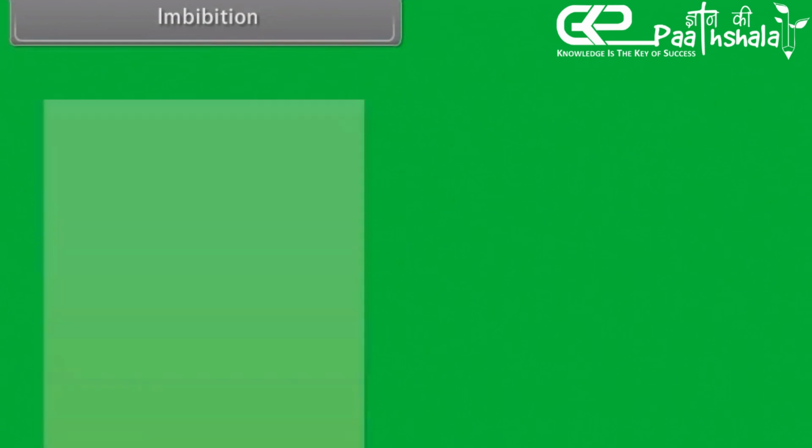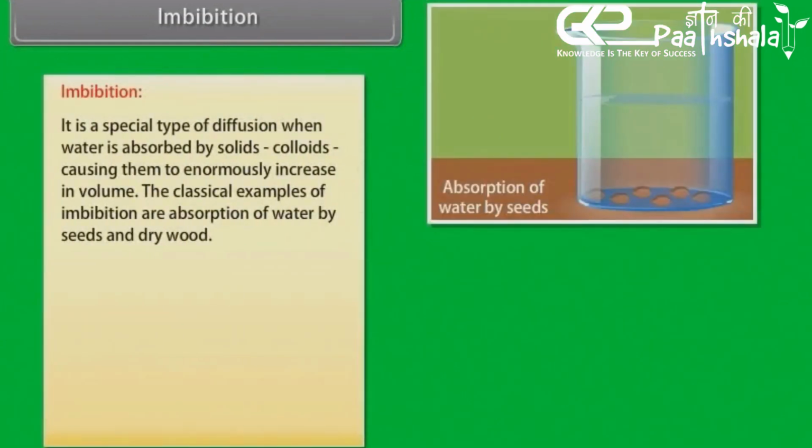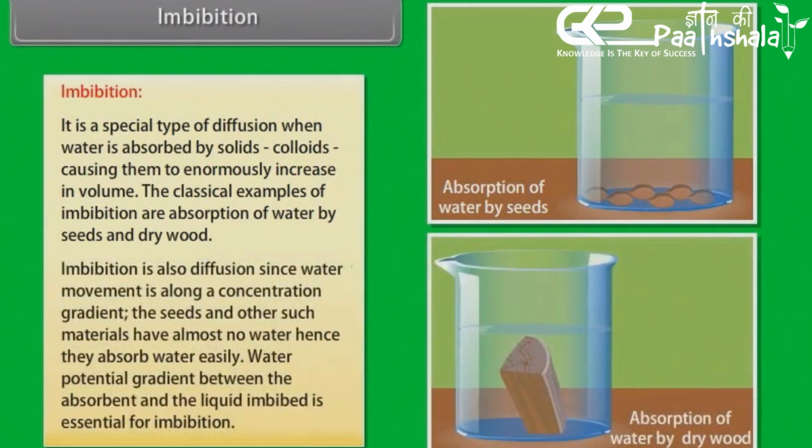Imbibition. Imbibition is a special type of diffusion when water is absorbed by solids, colloids, causing them to enormously increase in volume. The classical examples of imbibition are absorption of water by seeds and dry wood. Imbibition is also diffusion since water movement is along a concentration gradient. The seeds and other such materials have almost no water, hence they absorb water easily. Water potential gradient between the absorbent and the liquid imbibed is essential for imbibition.